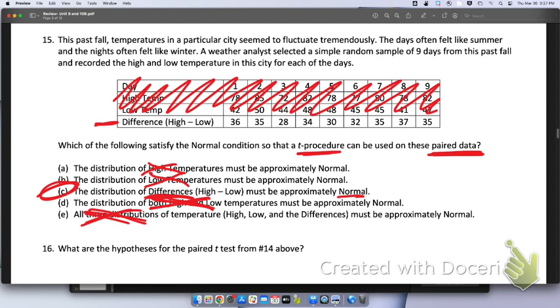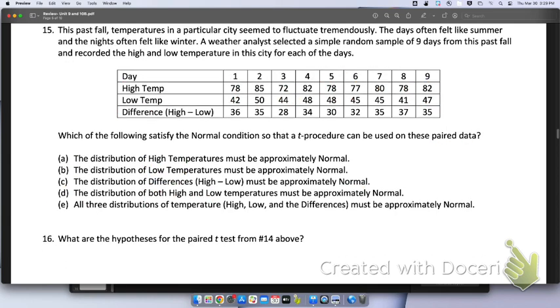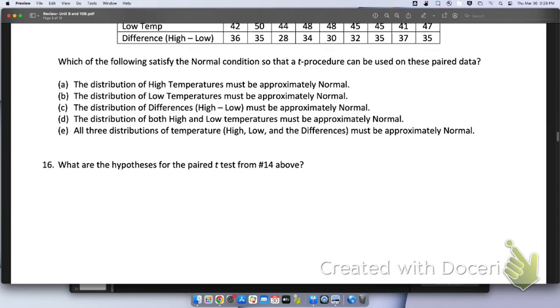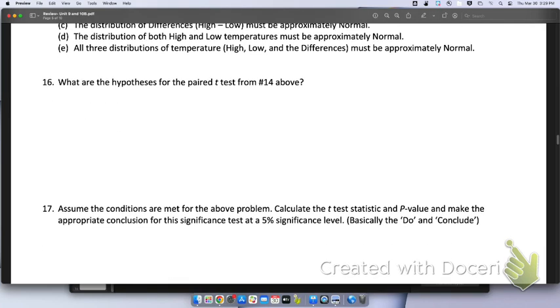And what are the hypotheses for the paired t-test from number 15 above? My bad. The paired t-test from number 15 above. Sorry about that. So this would be, we will test at alpha equals 0.05. Again, it didn't give us anything different, so we'll go ahead and use that.